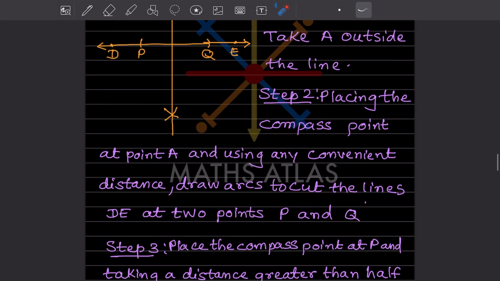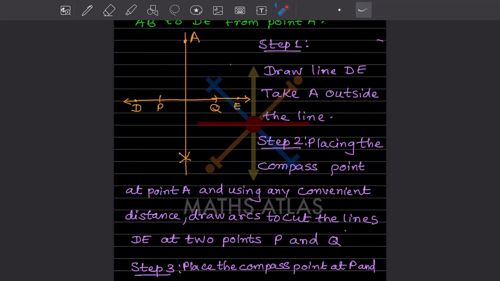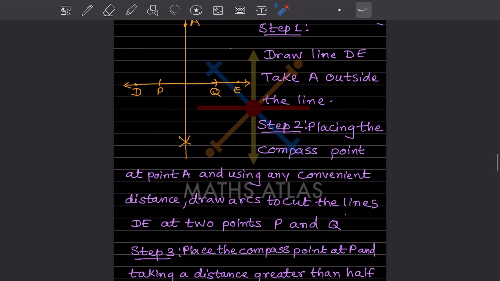So now the next step is to place the compass point at P. You are going to put the compass at this point, taking a distance greater than half. Greater than half of what? This is PQ, so this is half of it. You will take more than half and draw an arc on the lower side of DE. You will draw the first arc, then place the compass over here and draw the other arc.